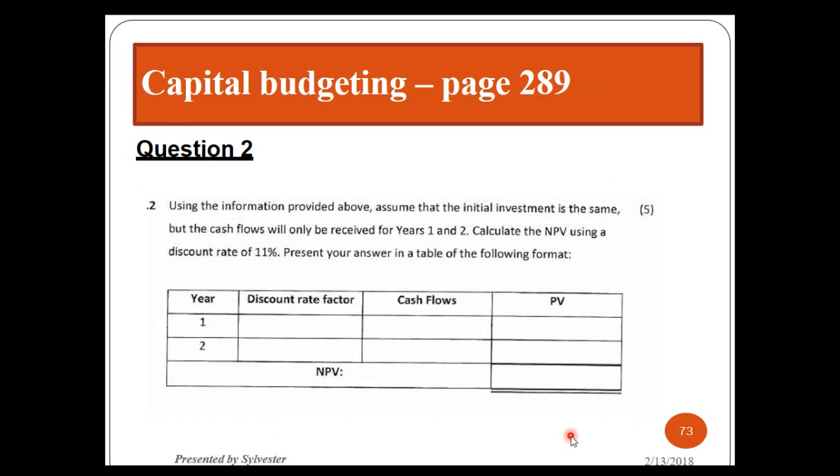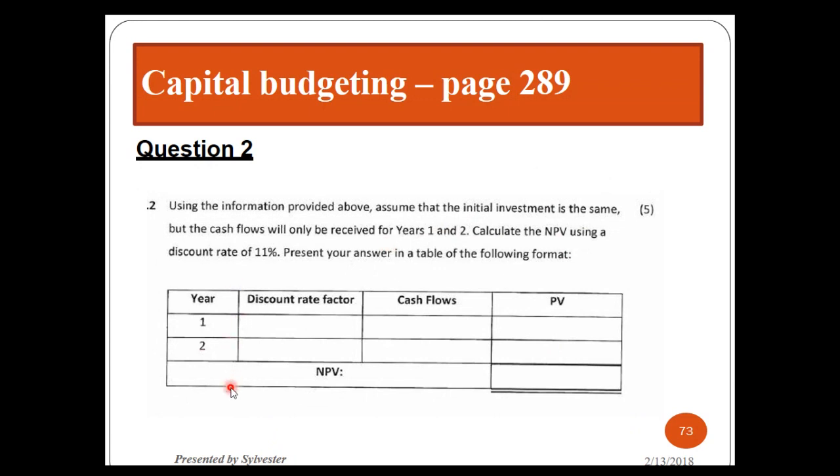Question 2. If you can look at question 2, here they want us to calculate the net present value. That is the other technique, but only for year 1 and year 2. So they don't want us to look at all the years. Okay, so that's why the table here says 1 and 2.